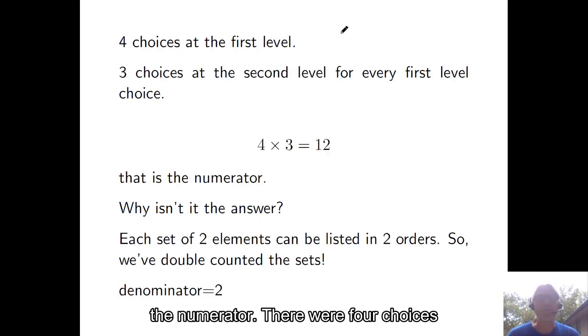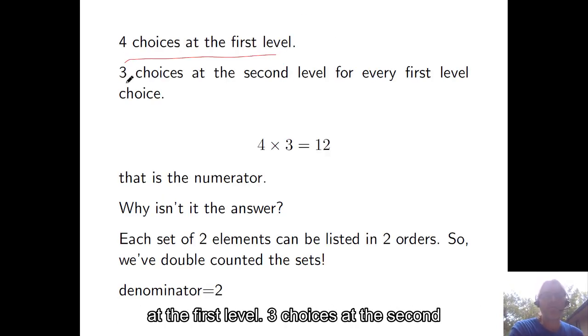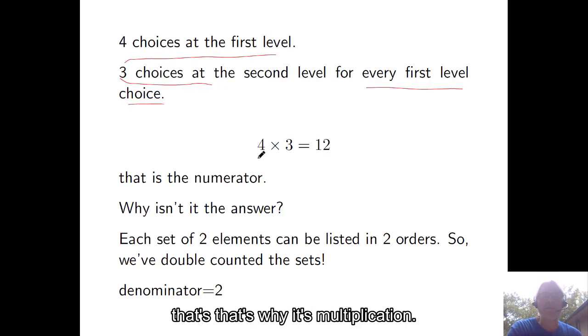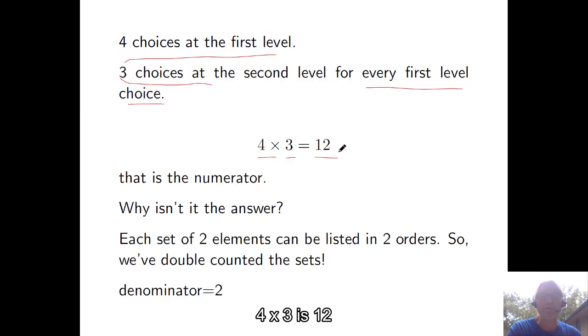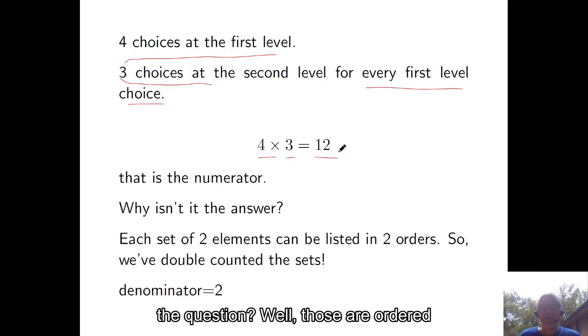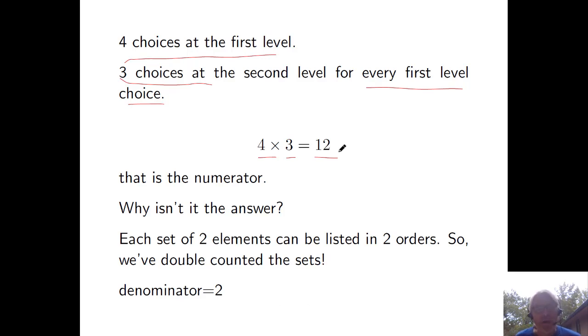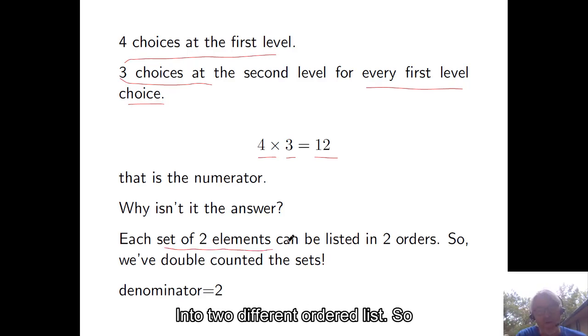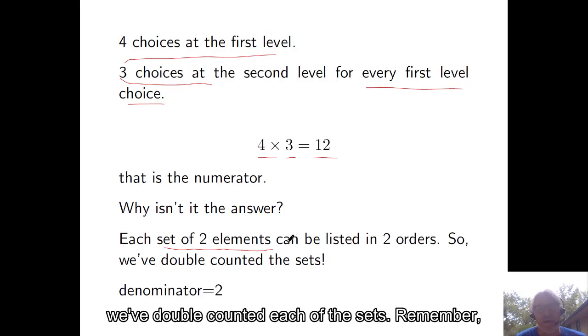So that's the numerator. There were 4 choices at the first level, 3 choices at the second level for every one of the first level choices. So that's why it's a multiplication. 4 times 3 is 12. So that's the numerator. Why isn't that the answer to the question? Well, those are ordered lists. Each set of 2 elements can be put into 2 different ordered lists. So we've double counted each of the sets.